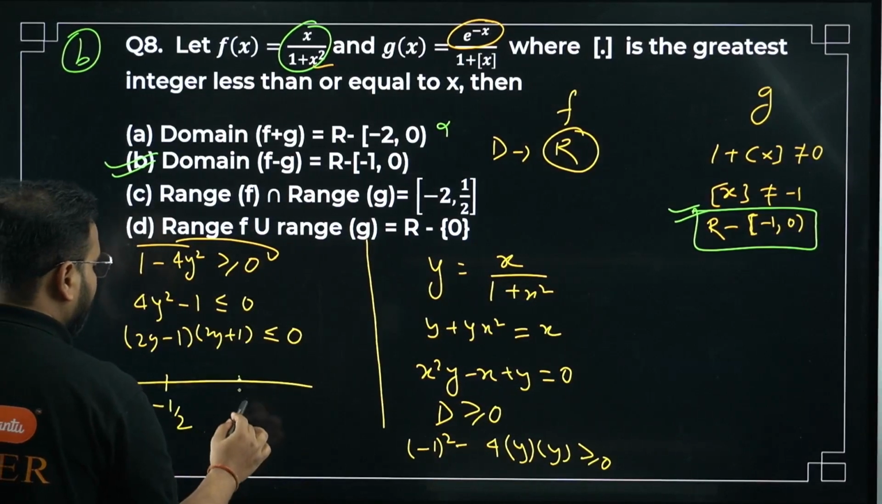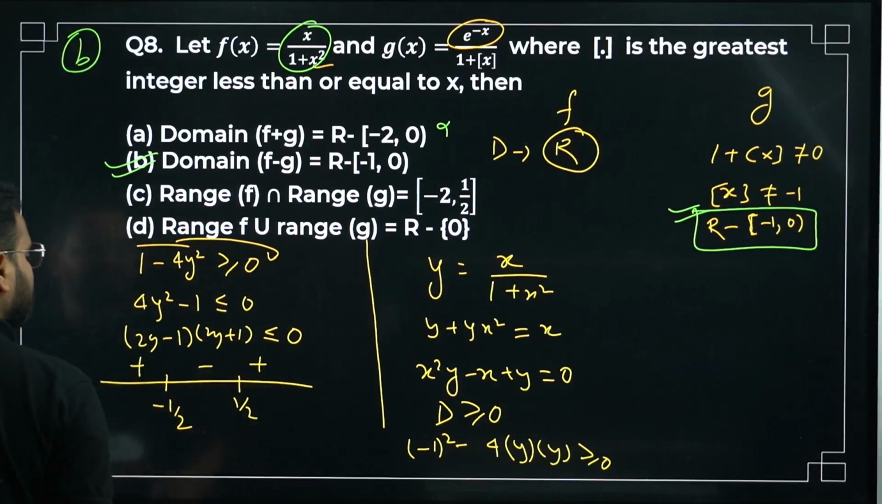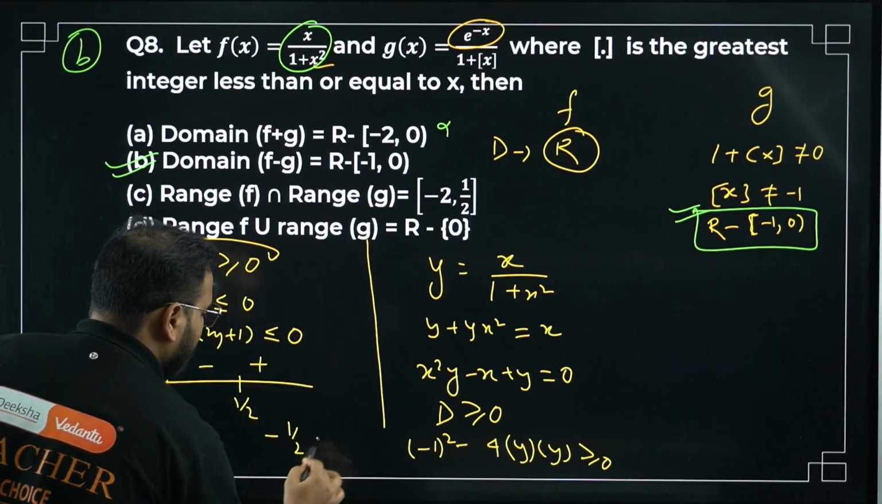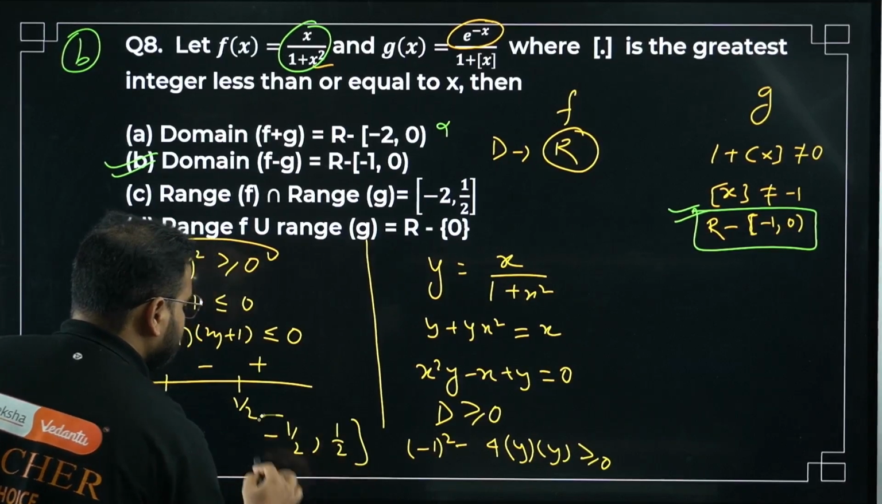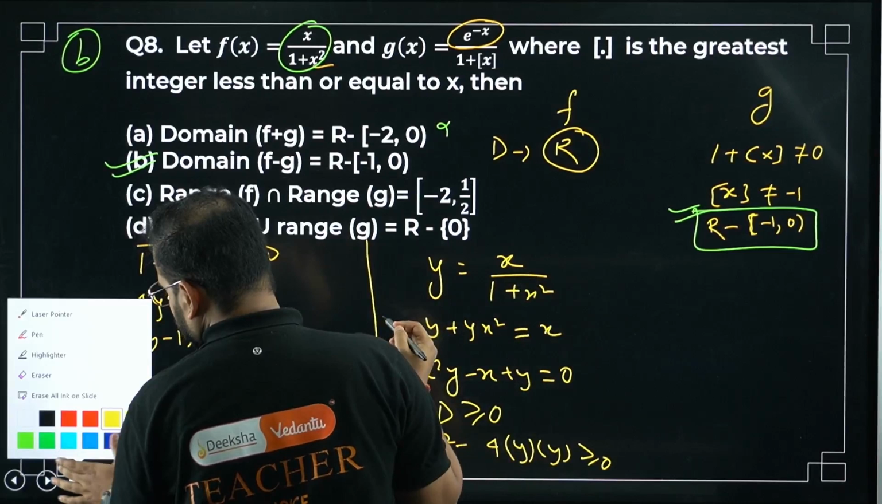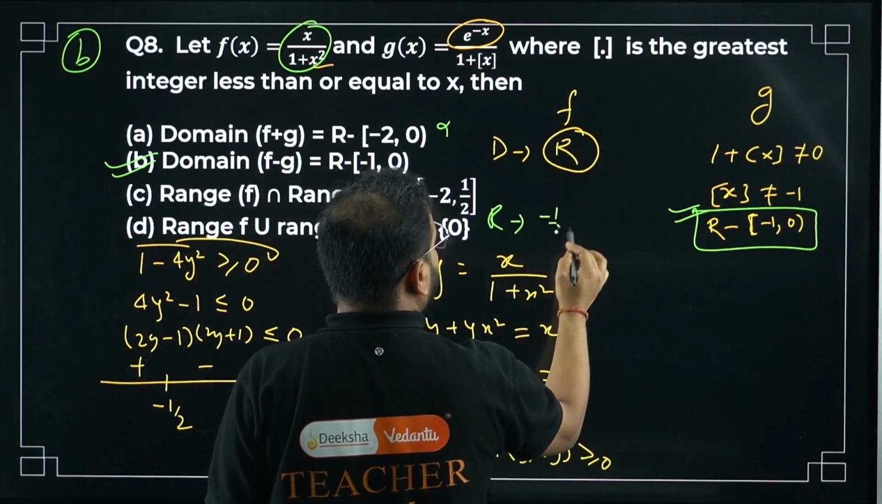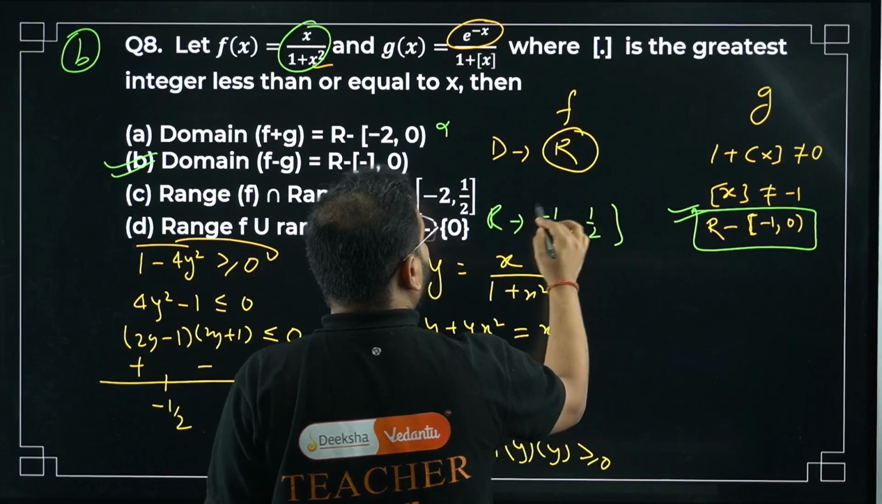-1/2 and 1/2, less than means plus minus plus. What is the answer, sir? -1/2 comma 1/2 close brackets. This is the range, okay? The range is over here. Please check. The range part I'm writing over here. The range will come here as -1/2 to 1/2 closed.